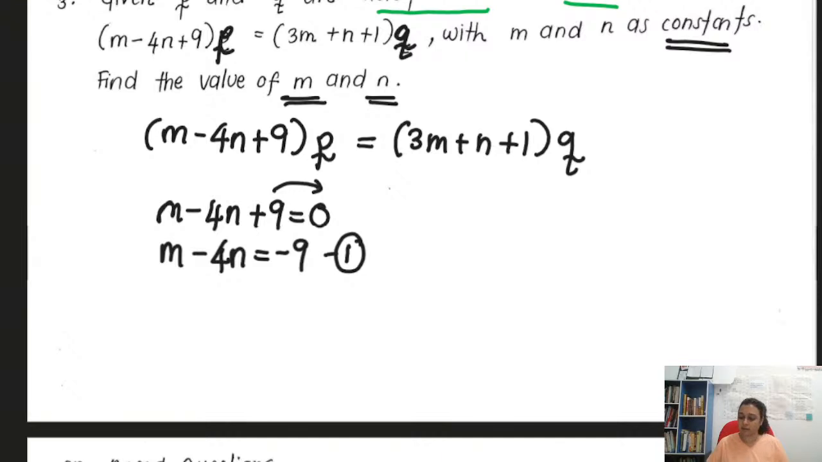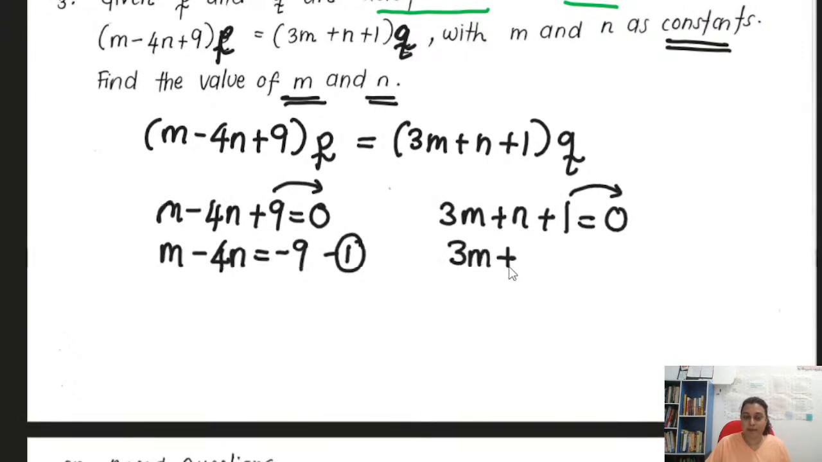Okay, next one. Take the other equation. Ambil persamaan lagi satu. Samakan. Make it equal to 0 also. Okay, move the 1 to the back. Dapat negatif 1 dekat belakang. Ini persamaan 2.